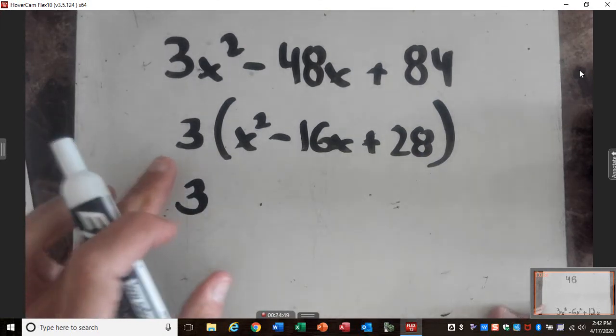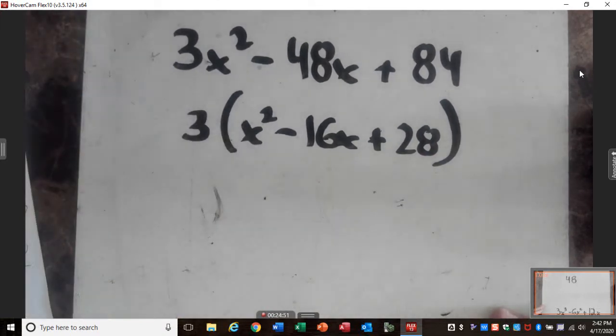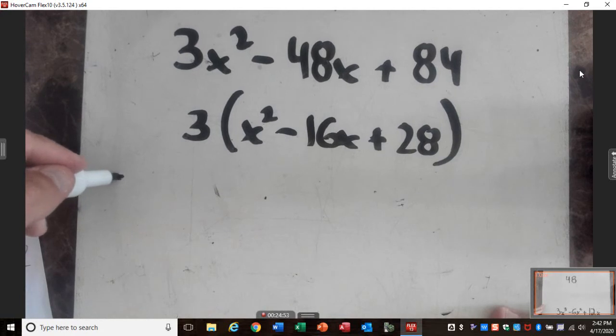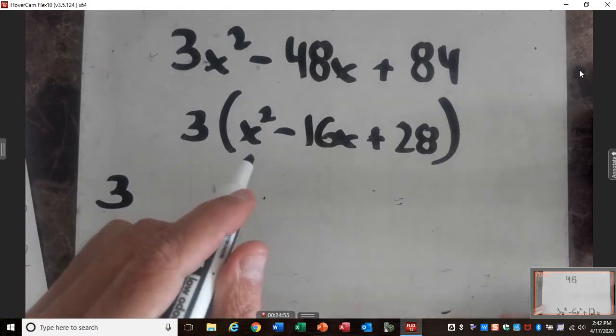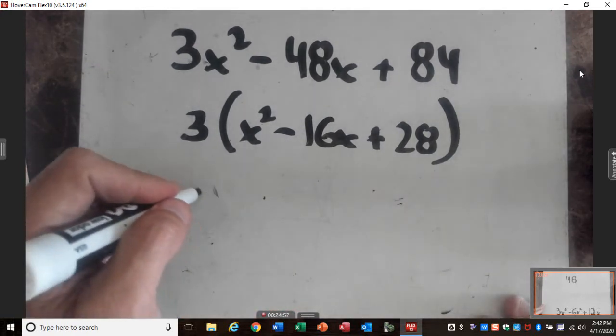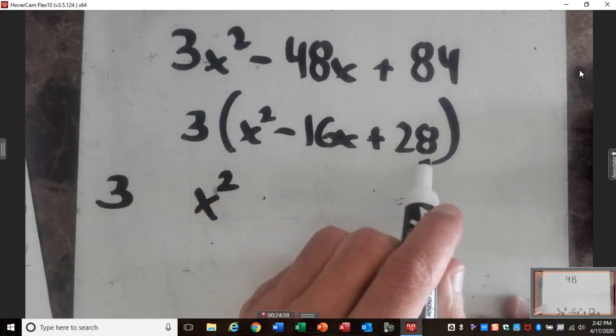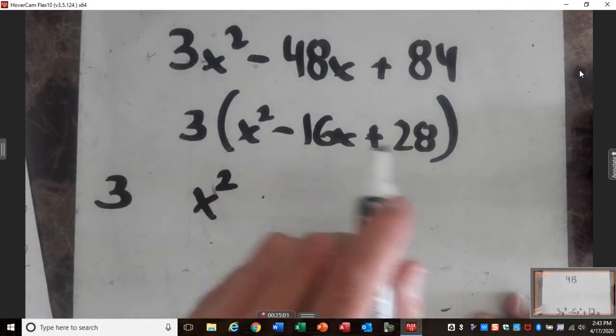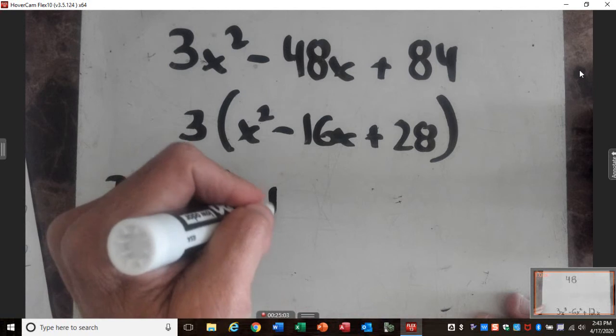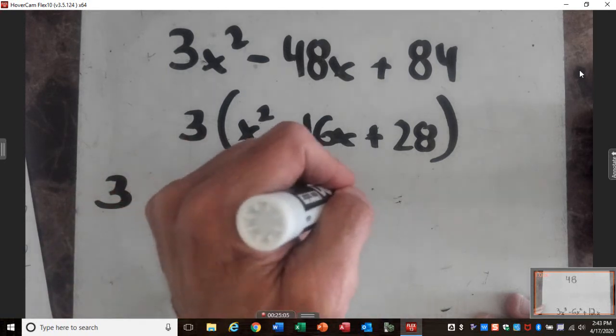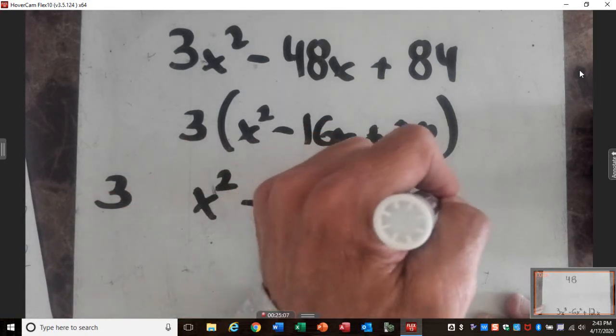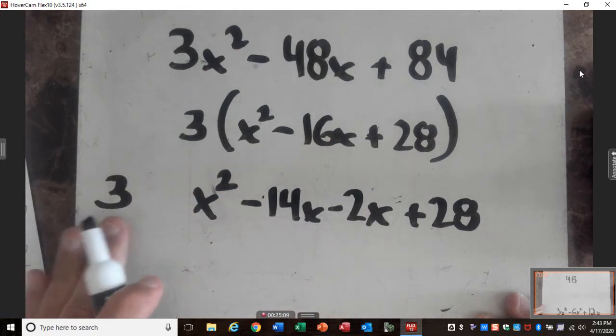So now, in fact, let me just do this. Let's just set this aside way over here. We don't need the 3 right now. Let's just work with this. So move the x squared down. Factors of 28 that add up to 16 are 14 and 2. So we're going to break it down into 14x and 2x, and then I'll move the 28 down. Don't worry about this 3 right now.